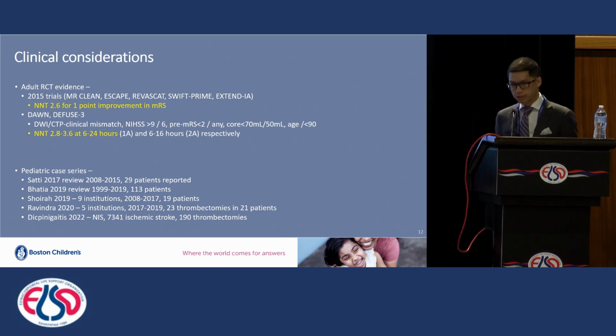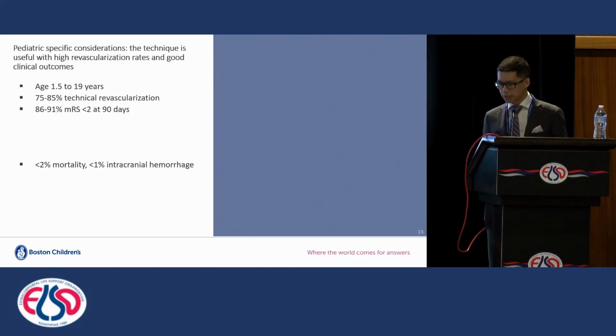In children, unfortunately, as is typical, we don't have good randomized controlled trials, but instead of 1,300 patients in 5 trials, we do have 300 retrospective cases, and we can talk about those outcomes as well here. So under 19 years old, we achieved still 75-85% technical success, meaning pulling that clot out, making the picture look nice, and 80-90% good outcome at 3 months post-stroke.